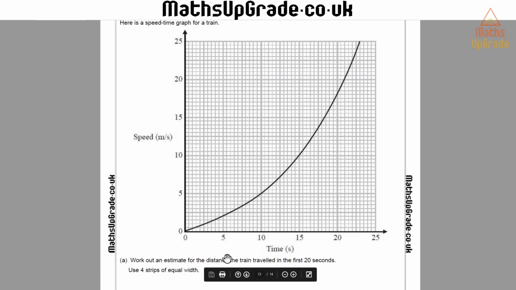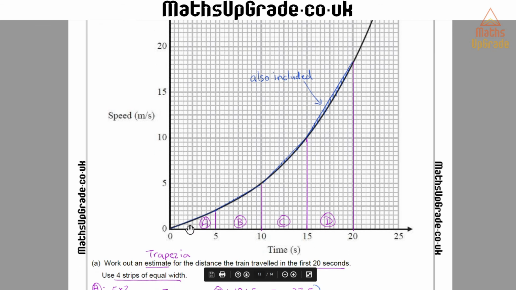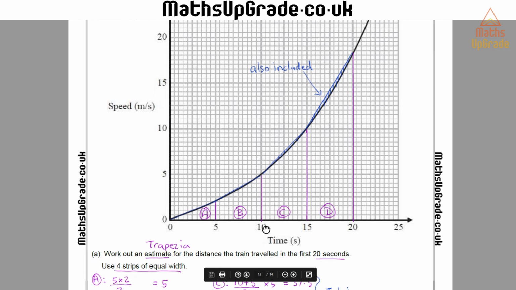So 20 seconds divided by 4 strips means that each strip will be 5 seconds wide. So in a sense, doing this. So here's 4 strips, 5 seconds wide. And so each strip here is in the shape of either a trapezium, or in this case here, just a simple triangle. So when I find the area of each of these shapes, that gives me the distance that has been travelled by this train.